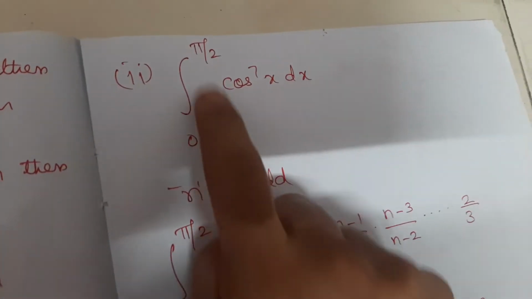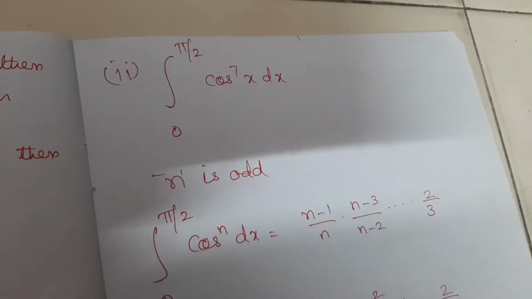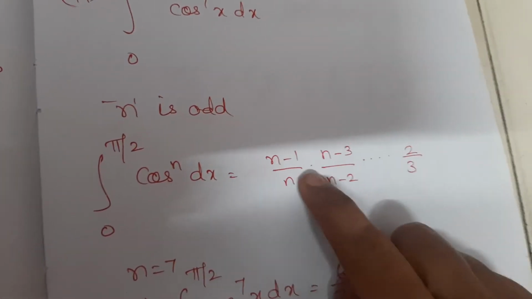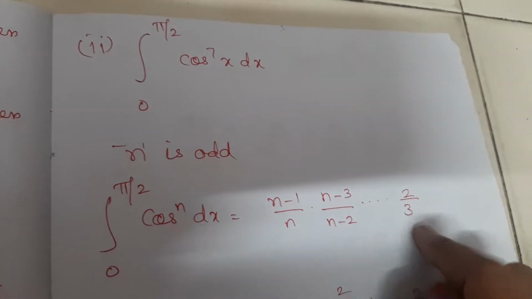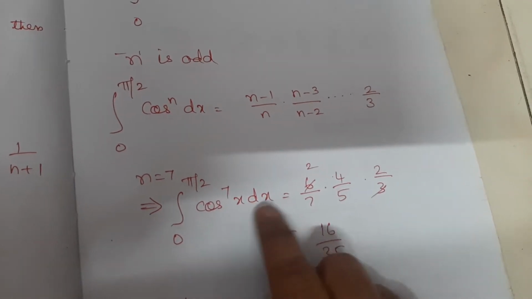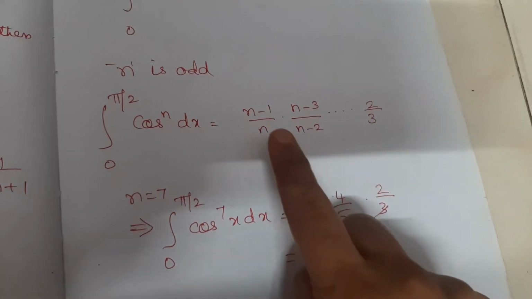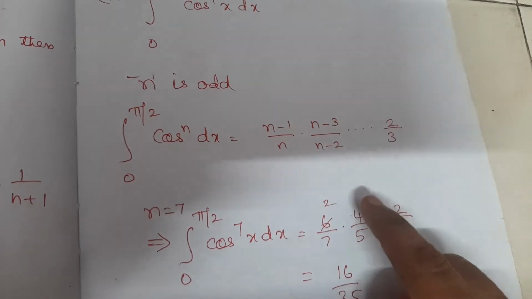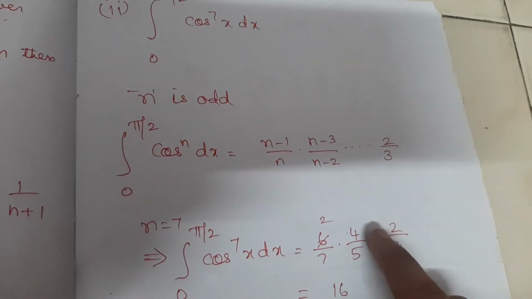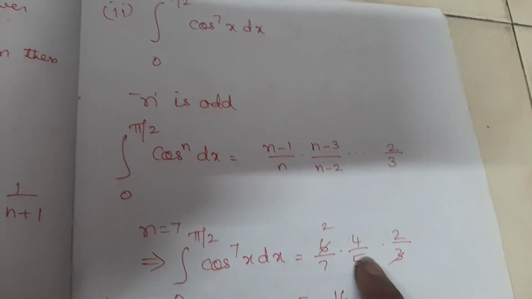Now the second one, integral 0 to pi by 2 cos^7 x dx. So here n is odd. So odd means we have to use (n minus 1) by n, (n minus 3) by (n minus 2), dot dot dot 2 by 3. Here n is 7. So 7 minus 1 is 6 by n is 7. n minus 3, 7 minus 3 is 4 by n minus 2, 7 minus 2 is 5.